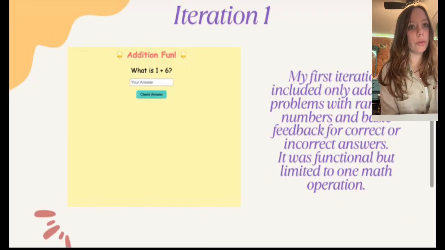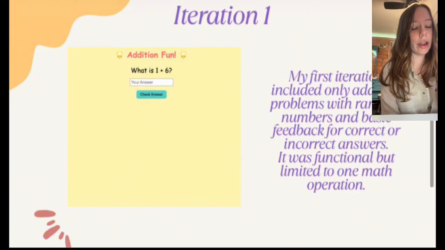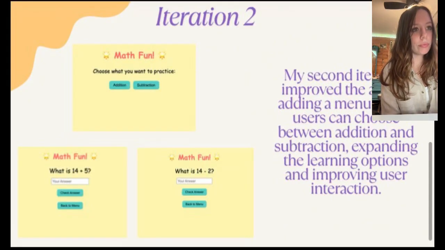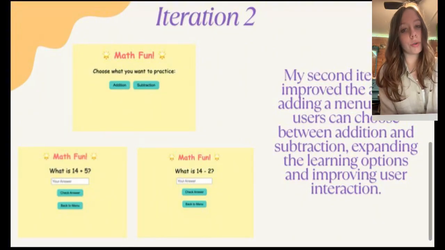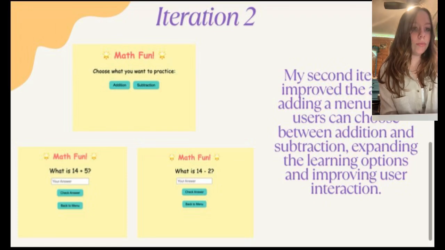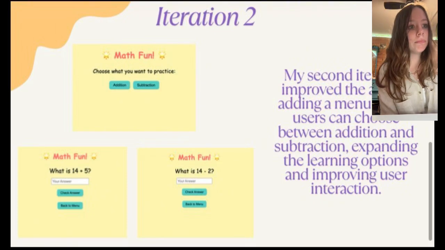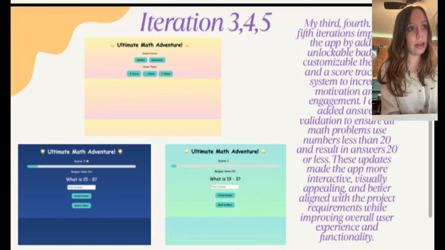Iteration 1 basically only had simple addition facts, and then it told you whether you got it correct or incorrect, and it worked, but it was very limited. Iteration 2 improved the app by adding a menu where you could choose either addition or subtraction, so we added subtraction in there. And then there were other things added. Iteration 3, 4, and 5 I kind of just combined because they were very small tweaks and I thought they needed to be added together.